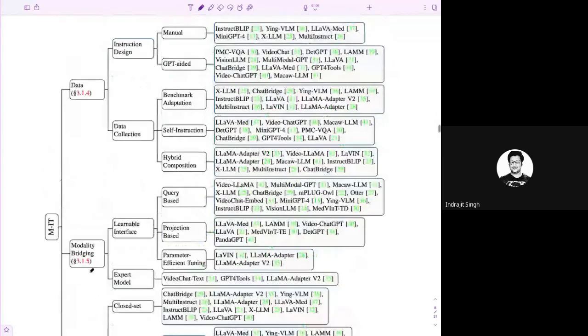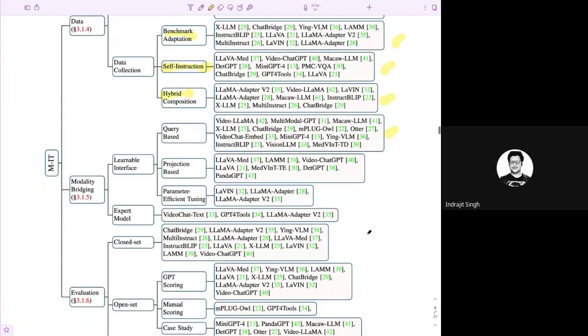They are talking about different types of approaches, like the manual approach, and then you have GPT-aided, and then data collection, you have benchmark adoption. I mean, you basically collect only the benchmark data. There are challenges and problems with that approach also. And then you have self-instruction, and you have hybrid composition, right? And these are nothing but the papers associated with those areas. These are different papers associated with all the green numbers that you can see, each one a single paper, right? So that's how this is.